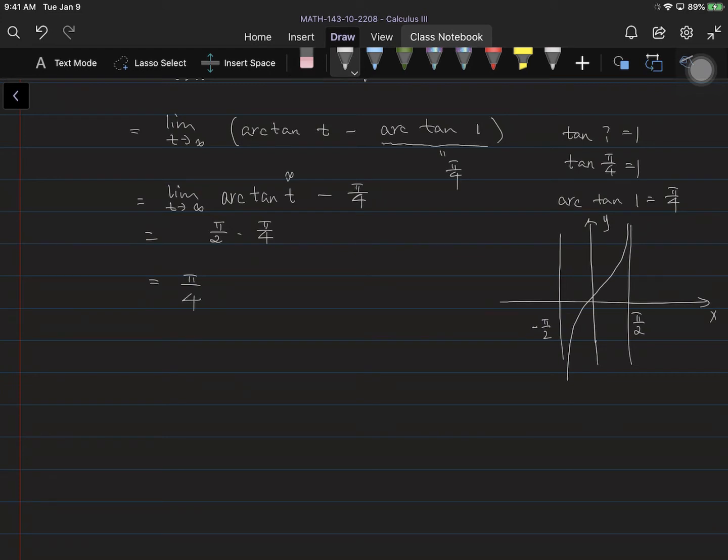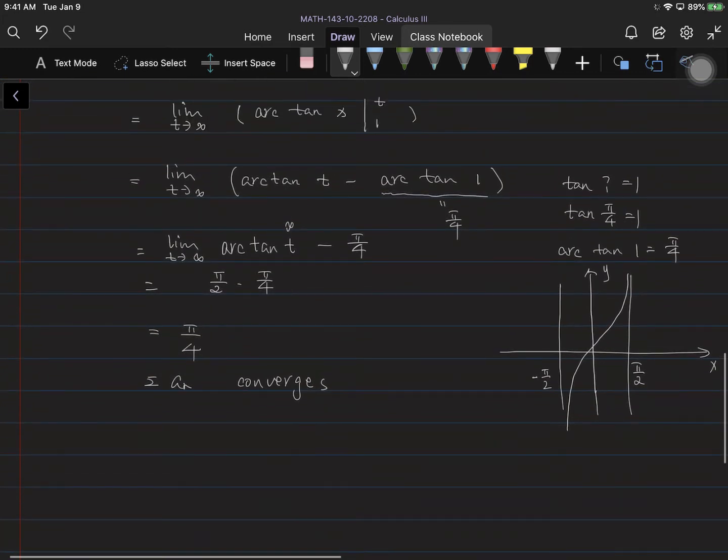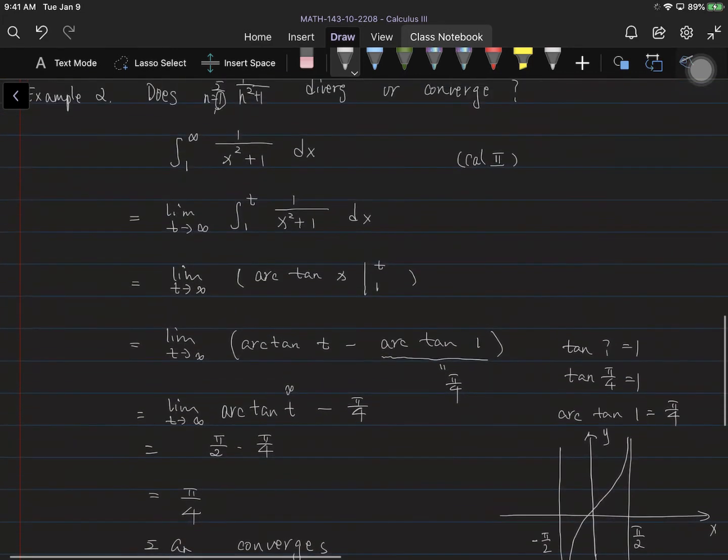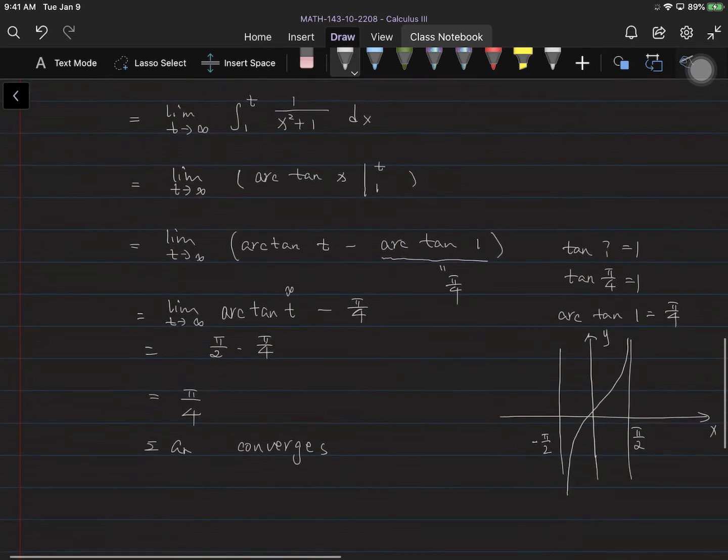In this case, our improper integral has a value, so we can say it converges, right? This improper integral converges, so our series converges. That is called the integral test. Just set up an improper integral, evaluate it, solve it and find the limit. If the limit exists, it converges, otherwise it diverges.